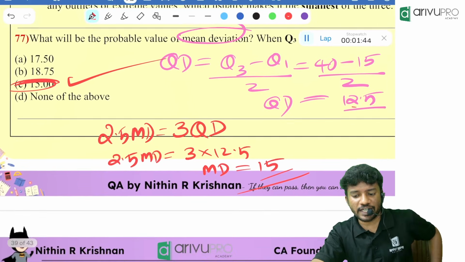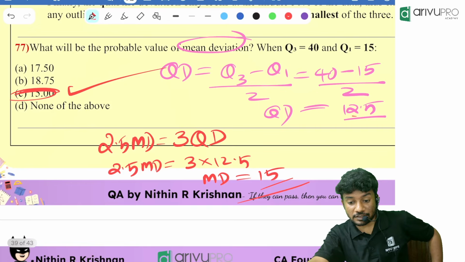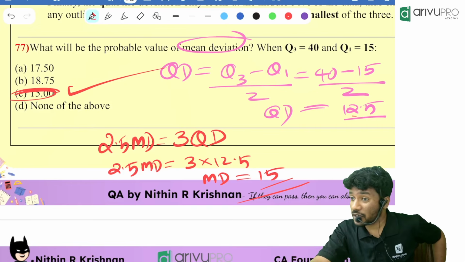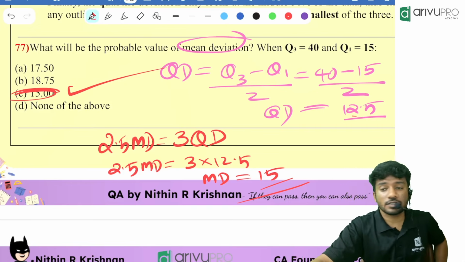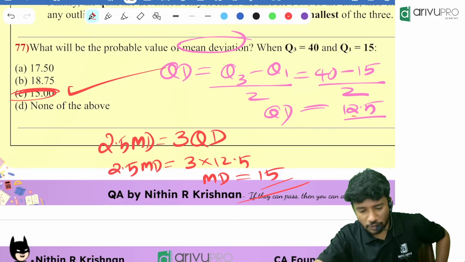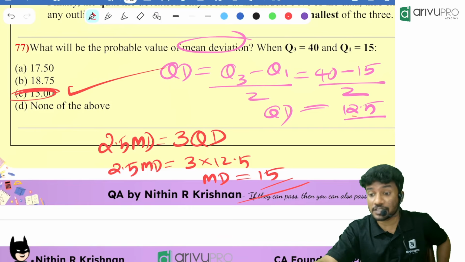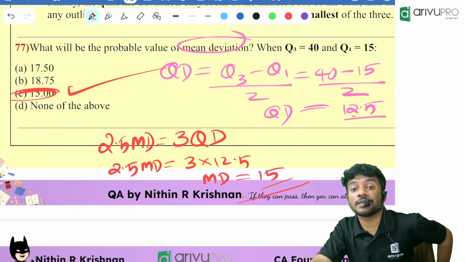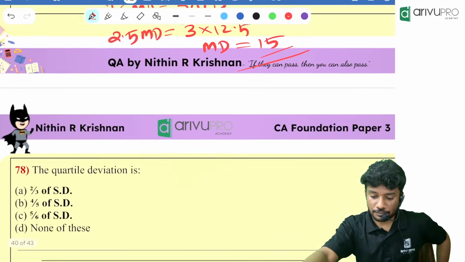Very direct. If you practice this, you will be able to do it. Otherwise, it will not be possible at all to solve a question like this, because it is very indirect at the same time. Okay.